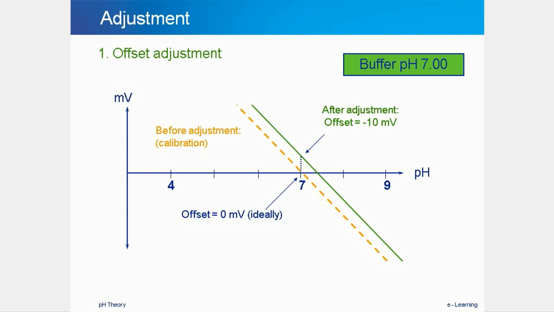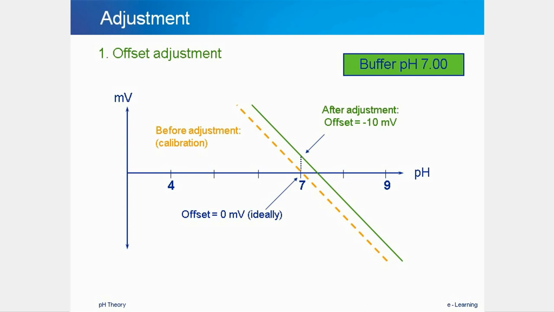The adjustment is the checking of the electrode millivolt values with known solutions, so-called pH buffer solutions. These solutions can be bought commercially and have a guaranteed certified pH value. This value is input into the pH meter when the electrode is immersed in the solution, and this is the adjustment. For example, on the slide in orange, the ideal pH dependence of a pH electrode is shown.